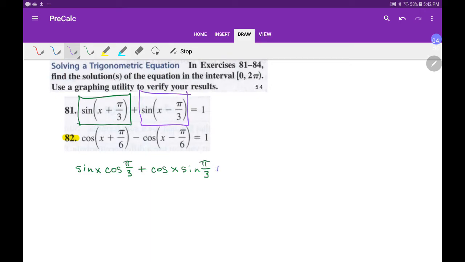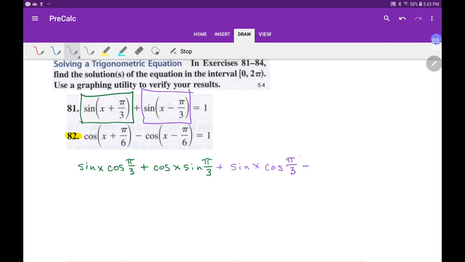And so I have plus the sine of x and the cosine of pi over 3. And then sine would never change the sign, so it's negative. And then it's cosine x and sine of pi over 3. And we're equal to 1, or we're supposed to be. So we're going to verify. Oh, well, not verify. We're actually going to find the solutions. So I think that 1's coming over to the other side, right?